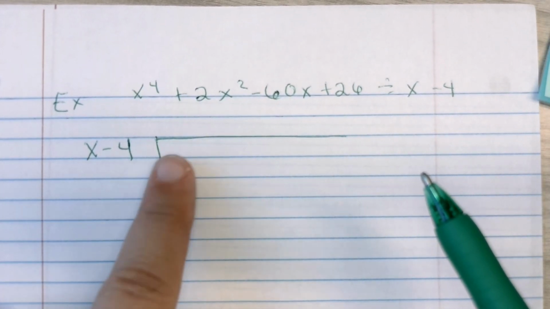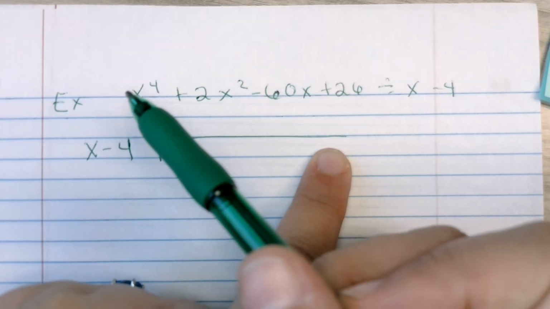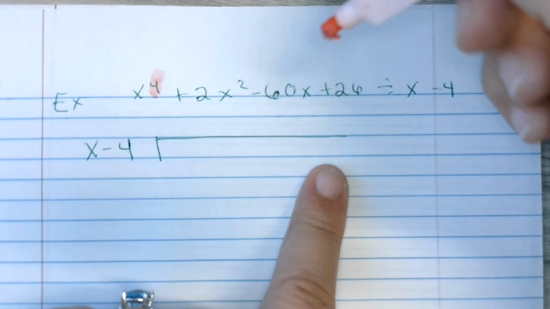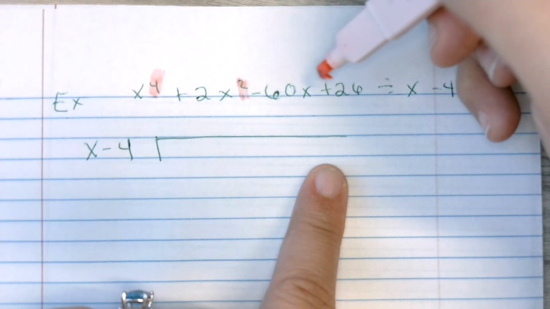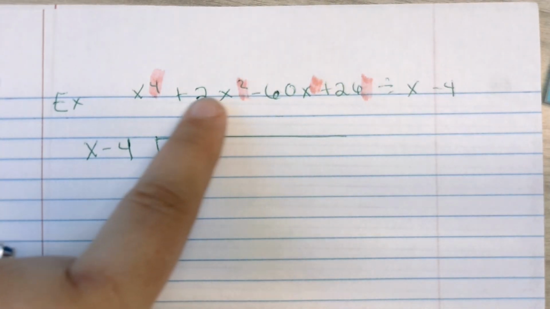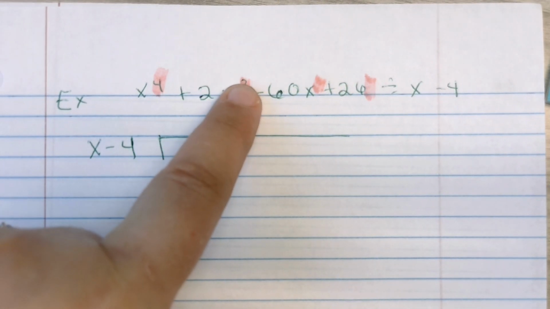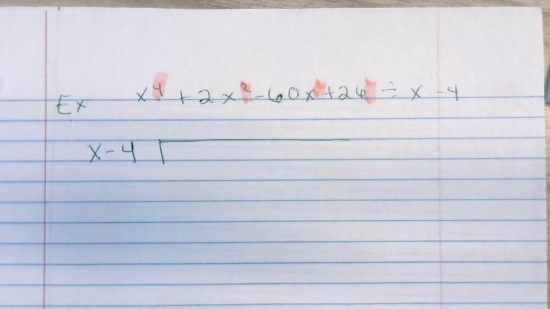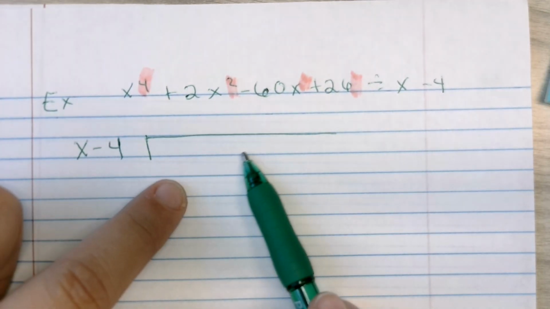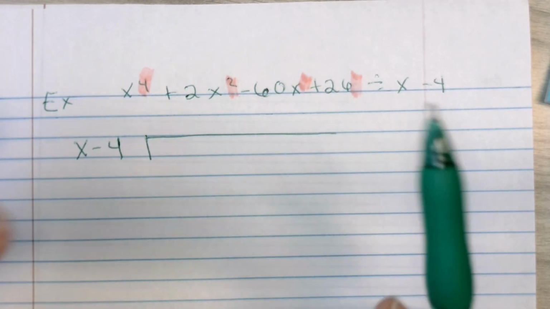Okay, before I write it in here, I want to call your attention to the powers. Power of 4, power of 2, power of 1, power of 0. I am missing a power of 3. We cannot just ignore that. We have to account for that power of 3, because if I don't, when I start to multiply, I won't have like terms that I can combine.